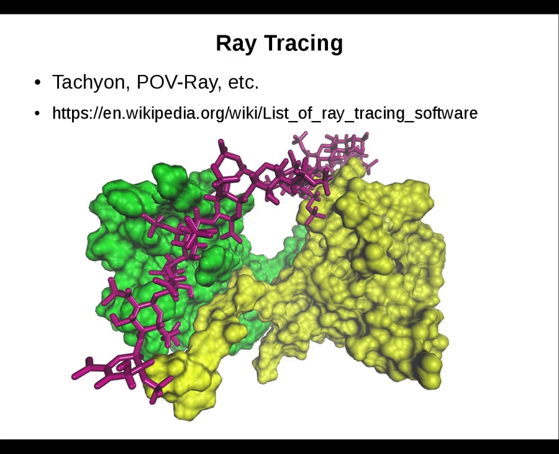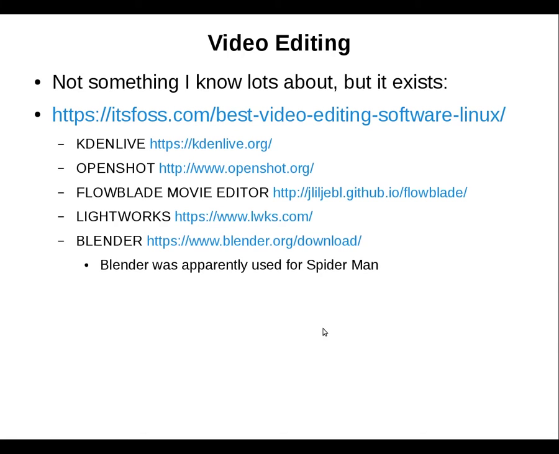Video editing, not something I know a lot about. I do know that it exists and that there are lots of types of software for it. This is a recent article I found on the web. It's from the FOSS people. I'm not sure if they are endorsed by other FOSS people or not, but that's free and open source software. That's what FOSS stands for. Here are their five favorites as of January 2017. Blender was apparently used for Spider-Man, so apparently it is used at least in some actual Hollywood films. So anyway, there are lots of options there.